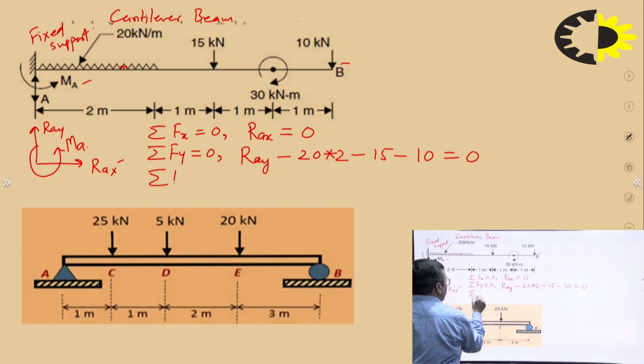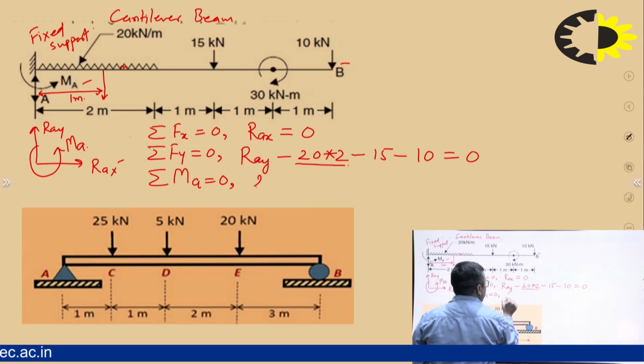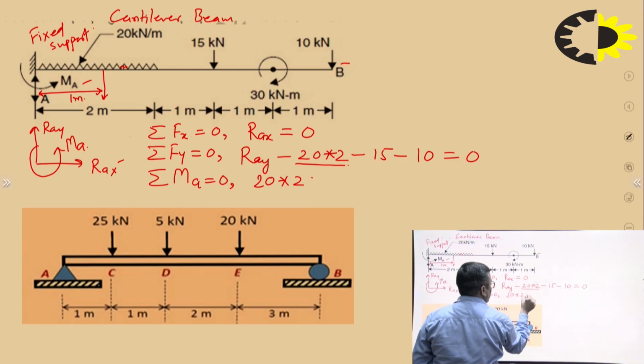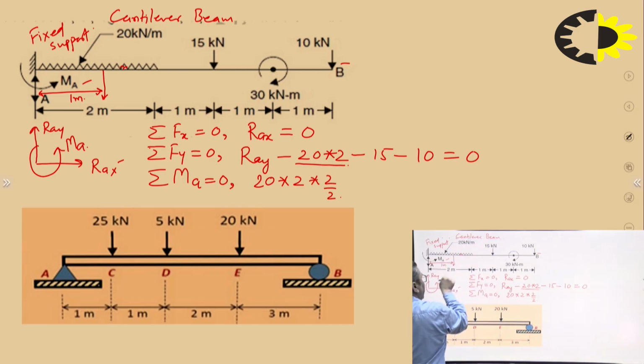Let's write the equation sigma MA equals 0, the algebraic sum of all the moments about point A equals 0. Let's begin from here. 20 into 2. What will be the distance of 20 into 2 from point A? It will definitely be at the midpoint. So this distance will be 1 meter. So 20 into 2 into 2 by 2, and the tendency of rotation will be clockwise.